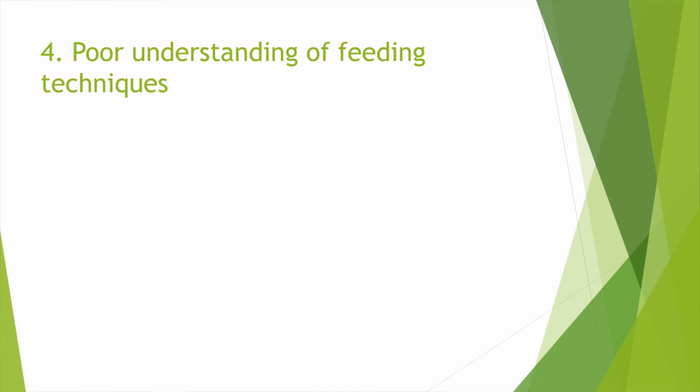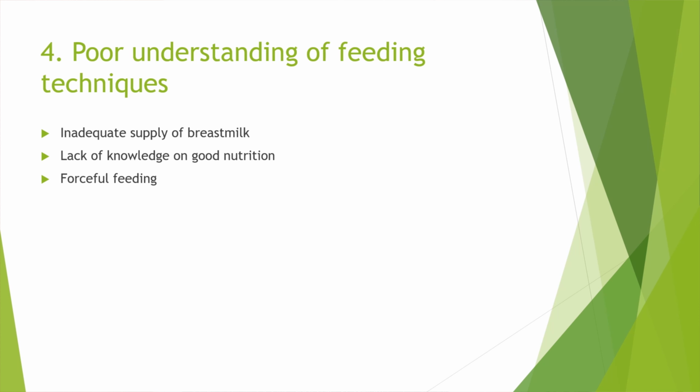Point number 4 is poor understanding of feeding techniques, inadequate supply of breast milk, and disordered interaction between child and caregiver. On this particular point, we talk about responsive feeding, whereby as a caregiver, you're supposed to encourage your child to build a relationship between them and food so that you avoid fussy eating. This is going to enable your child to enjoy mealtimes, which in turn makes them get enough food, which equates to having enough nutrients if the food is well balanced.